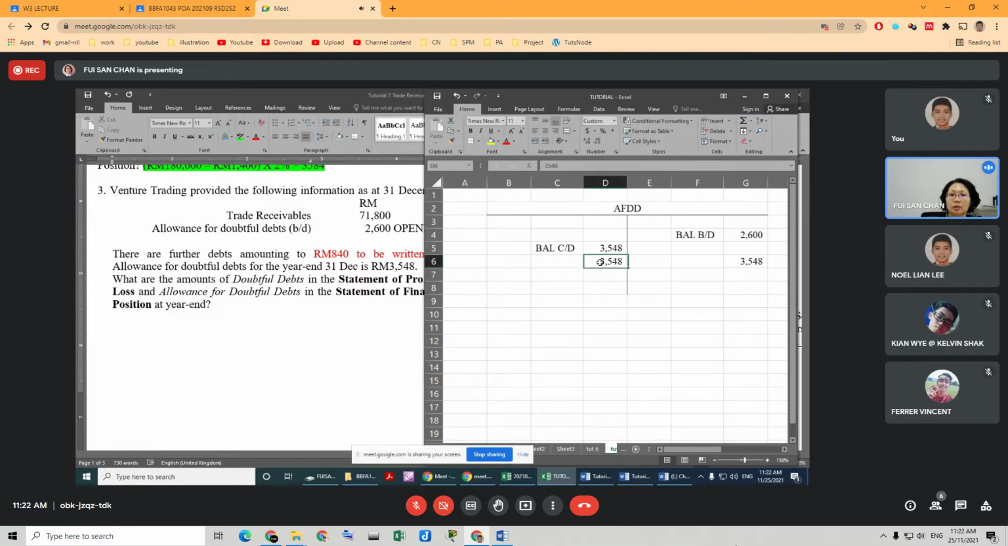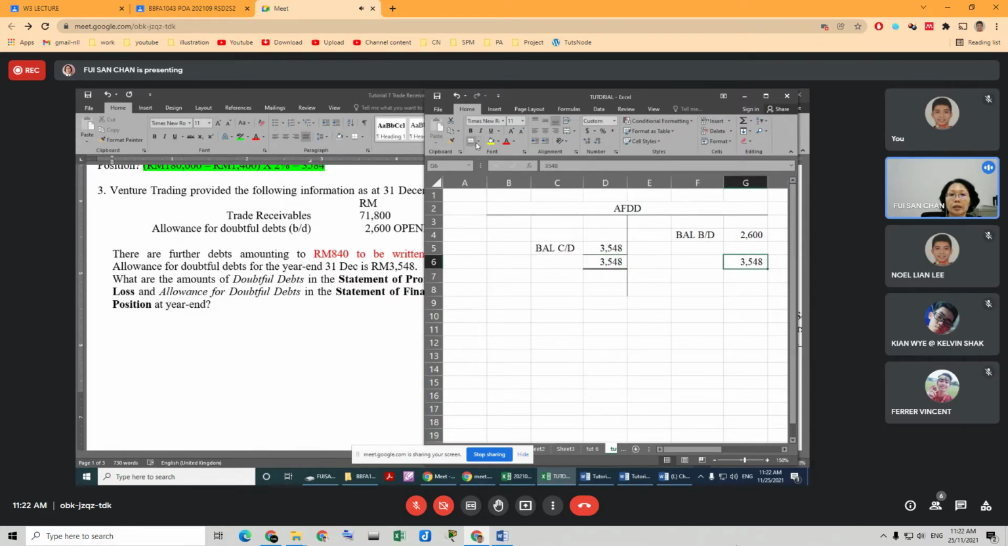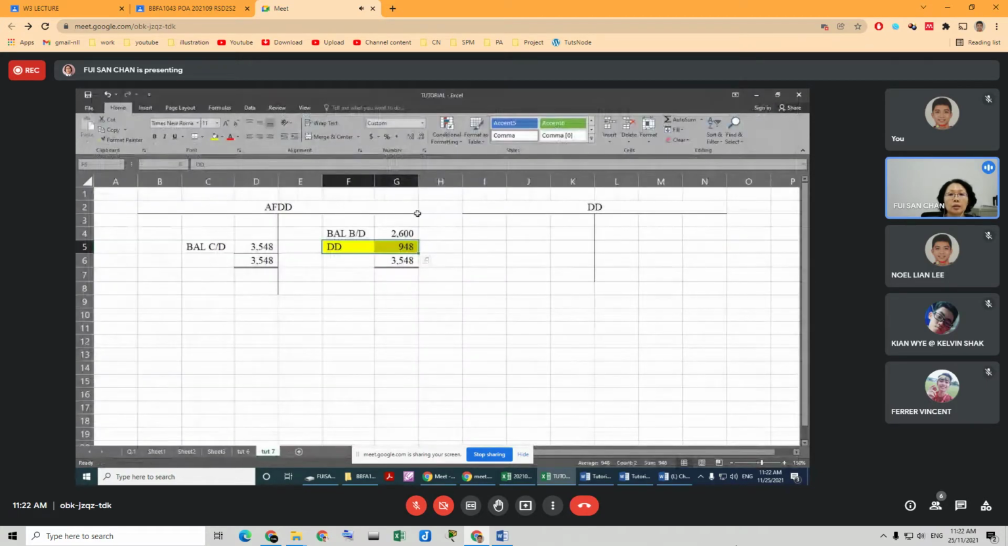So in this case, is this AFDD an increase or decrease? It's an increase, right? So here you put the doubtful debts. We take this one minus this one, so it's actually an increase by 948. So actually this is the answer that we want. Then we're going to do the double entry. Here is credit, then we transfer to here to become debit, 948 is here. And here, we actually put AFDD.